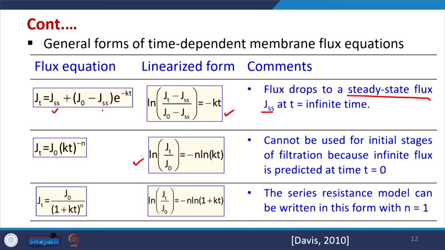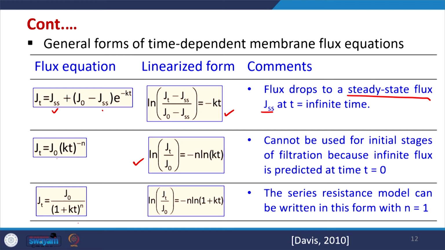So, this equation cannot be used for initial stages of filtration, because in this equation infinite flux has been assumed at time t is equal to 0, which is not possible. So, this is also wrong. But it can be used later on well.